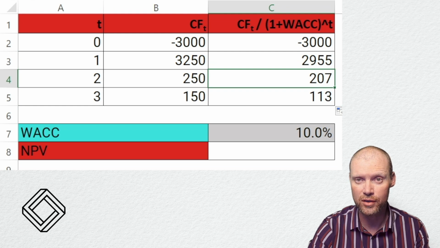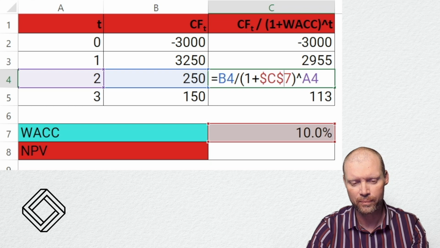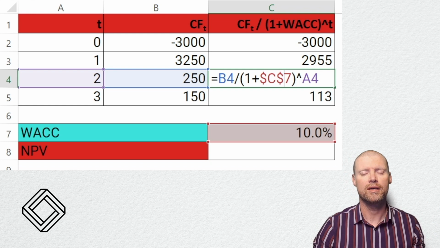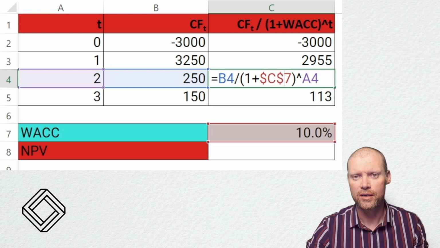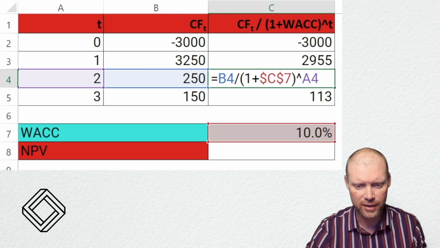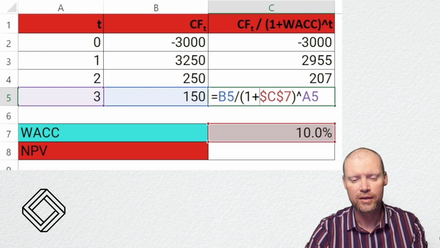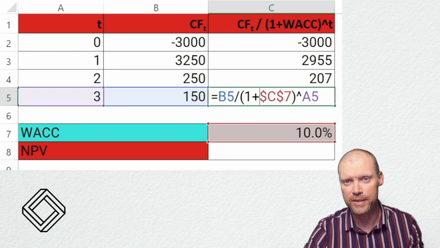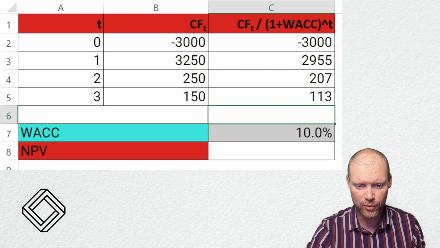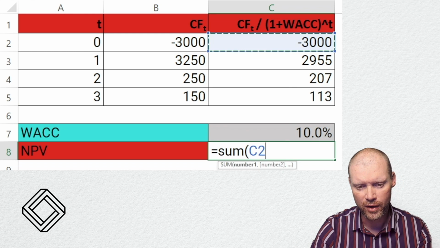So in other words, the second year, 250, when we discount this, it is the cash flow, which is found in cell B4, and we discount 1 plus C7, because it's dollarized, it's now a fixed reference, WACC being 10%, and raising that to the power T, which is A4. So it does the calculation for us. We're being a little bit smart there. Second, the third cash flow, the same thing. Cash flow in cell B5. The discounting rate of 10% remains the same as still C7, but then T now moves to the cell A5. So we have all of these cash flows here, and then the NPV is found by purely saying the sum of all of these cash flows.